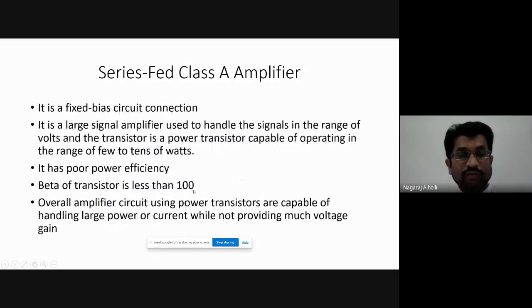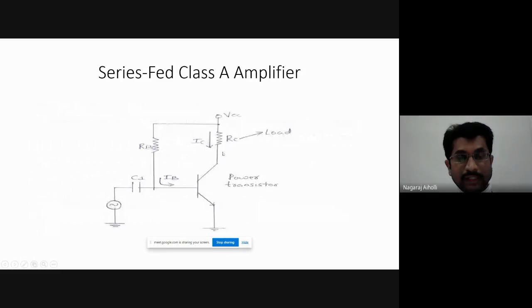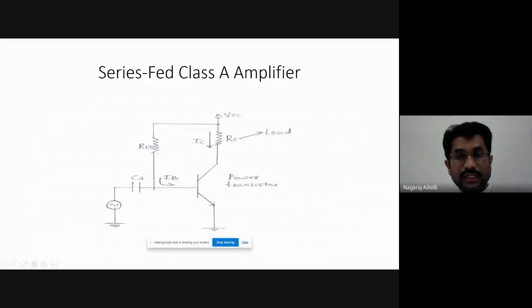Current gain is the ratio of the collector current to base current. The gain is less here, that is, the ratio of output voltage to input voltage is less for a class A amplifier. Then the base current equation is given by applying the KVL to the input portion of the circuit, that is IB is equal to VCC minus VBE by RB, IC is equal to beta into IB, and VCE, we get by applying Kirchhoff's voltage law to the output path, that is VCE is equal to VCC minus IC RC.